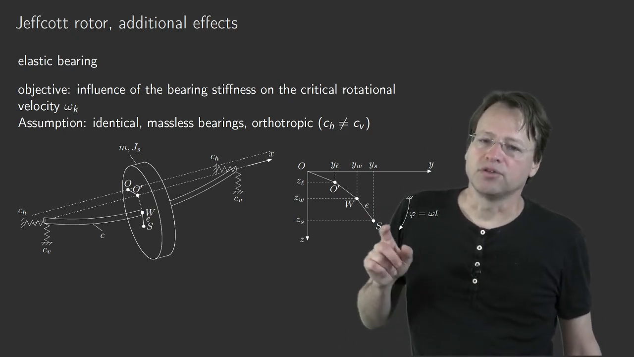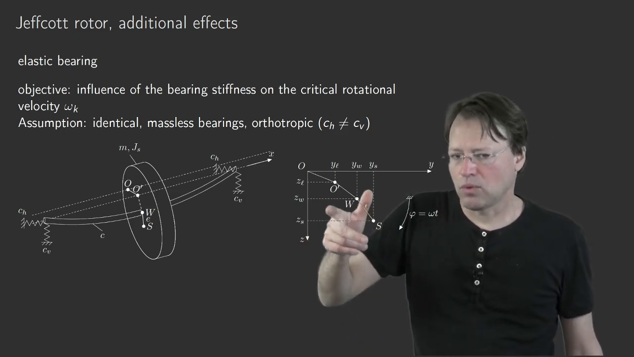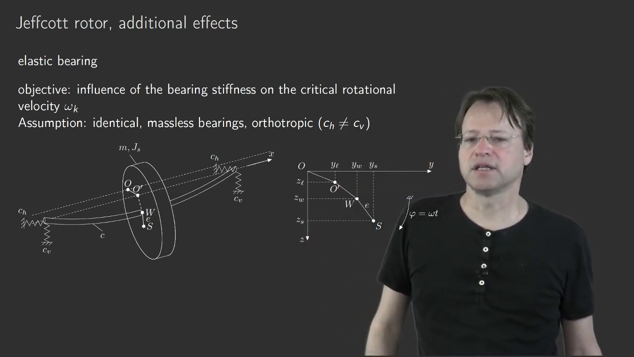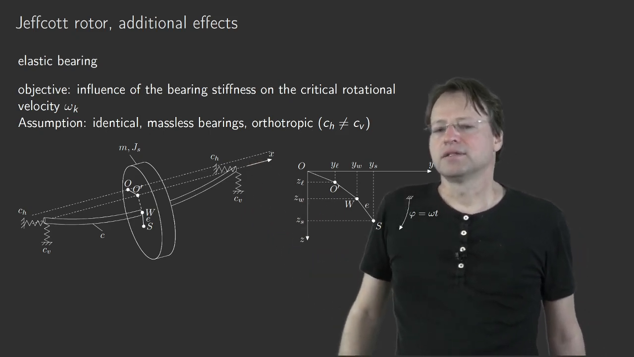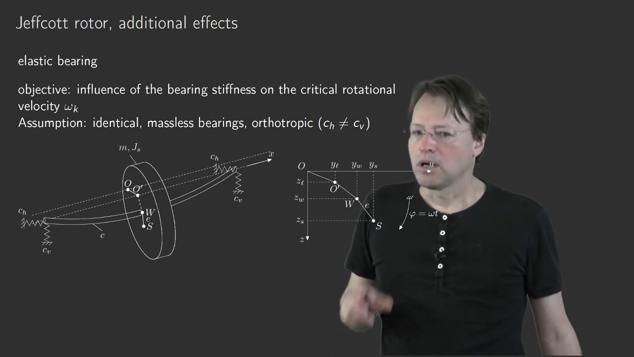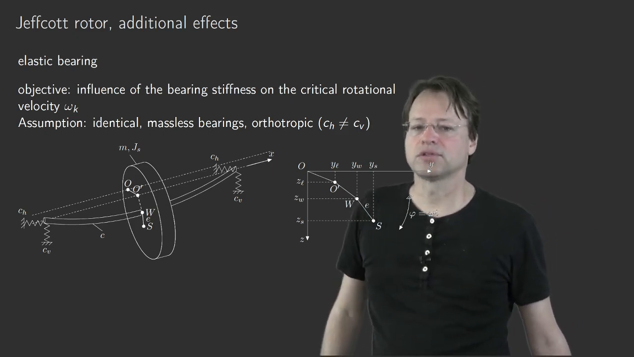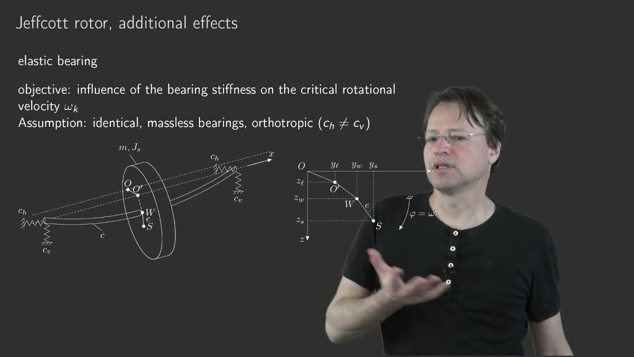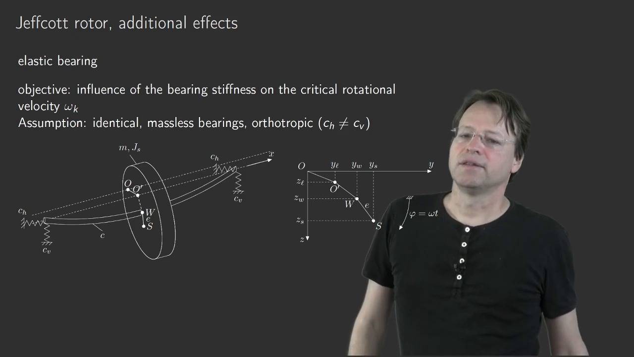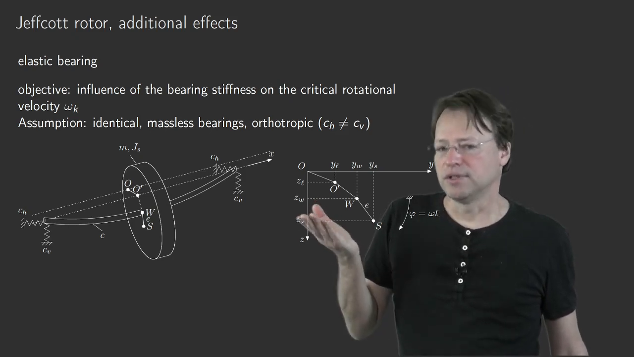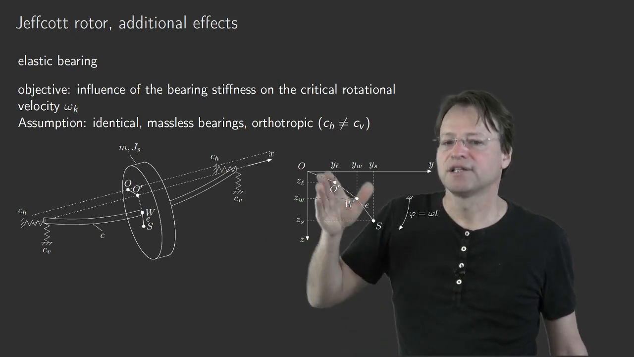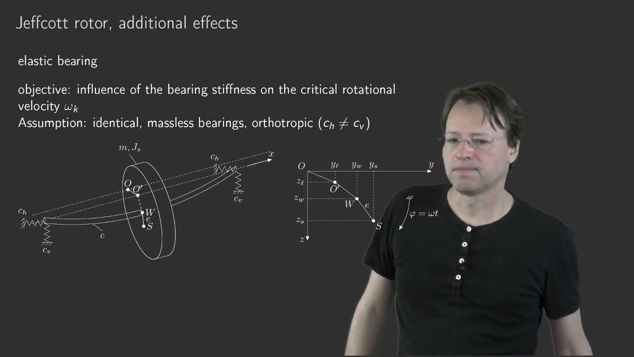So what I do not consider here is a rotating elasticity, in the sense that these spring constants rotate with the system. We will do this later on when we consider non-circular shafts. So in another video I will consider these effects, but not here. So here for the moment these spring constants are real constants in a space-fixed coordinate system, but they can differ in lateral and vertical direction.